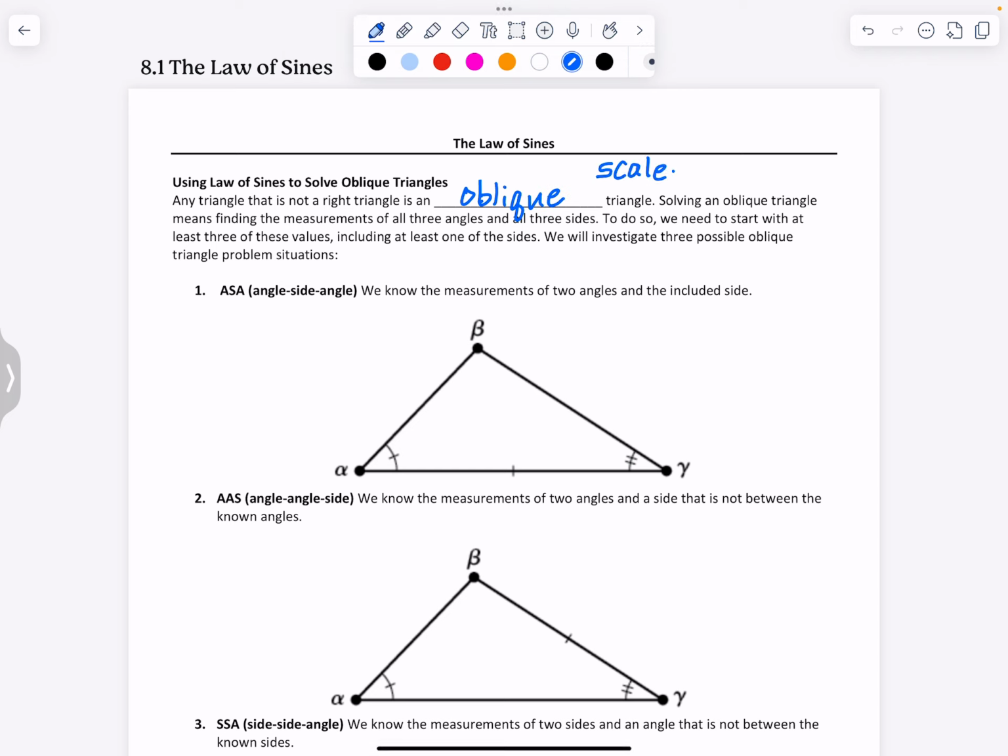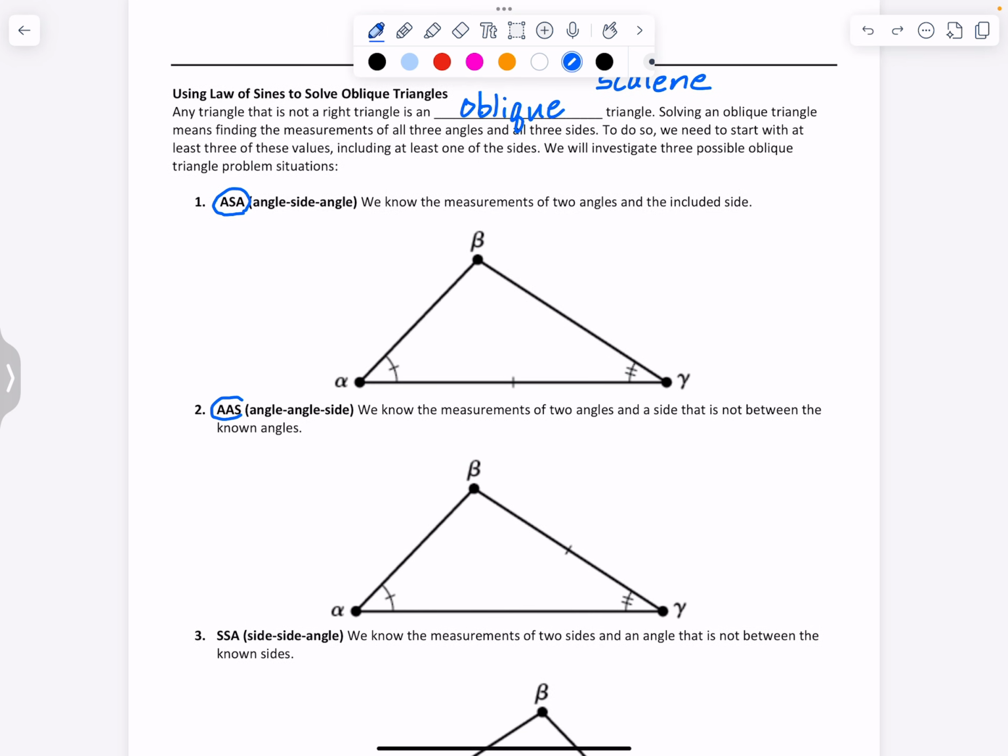All right, so we're going to work on solving these, meaning if I give you two angles and a side, or some sides and an angle, can you find all sides, all angles? Now, we have three cases that we're going to mainly deal with. We're going to either have angle, side, angle. So notice that's angle, side, angle in order, so that the side is in between the two angles. I also have angle, angle, side.